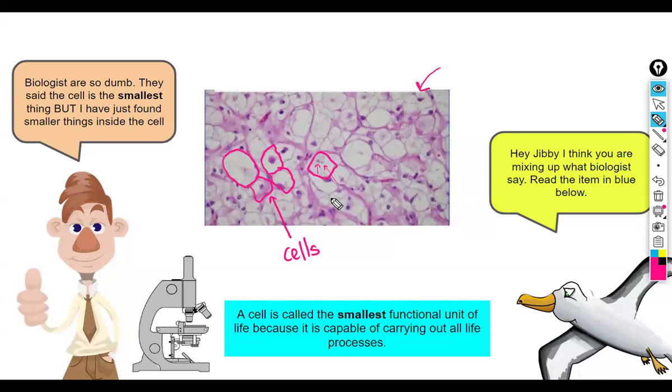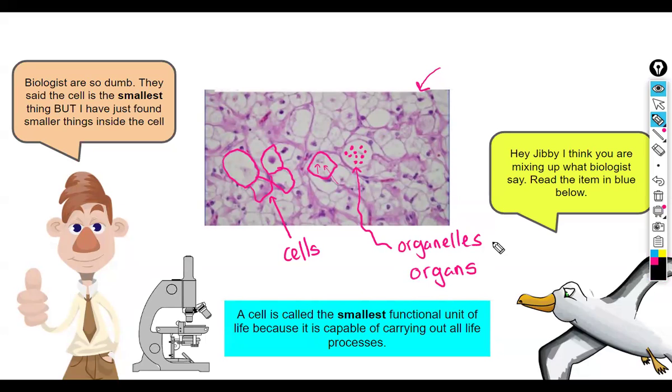A cell is small, don't get me wrong, but inside of a cell, you will see smaller things inside of it. Anybody can remember what's the general name for the smaller things that are found inside of a cell? Somebody said, two people sent the answer even before I asked the question. What are the smaller things found inside of a cell? It's called organelles.